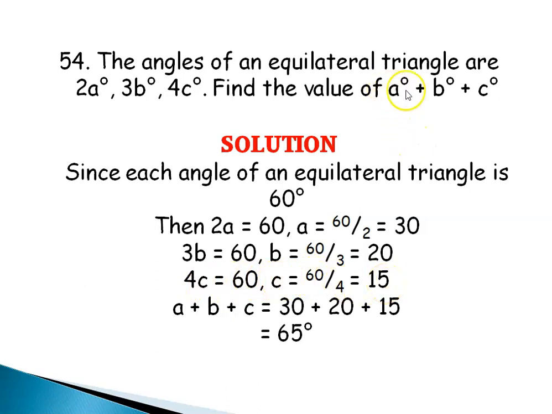So what is the value of a plus b plus c? 30 plus 20 plus 15, and that gives me 65 degrees. This is the value of a plus b plus c. Is that okay? Good.